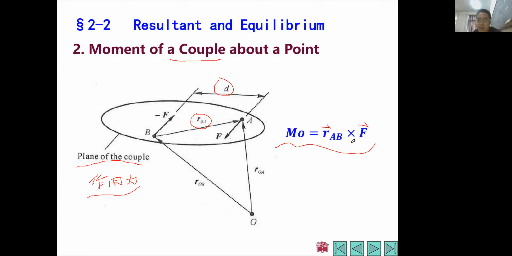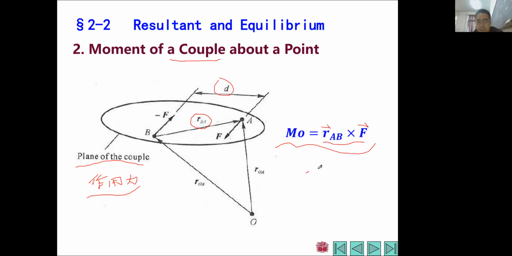Also a two vectors cross product. Actually, you can find that R_BA plus R_OB equals R_OA. So actually this R_AB equals R_OA minus R_OB. Actually, from the geometrical meaning of cross products, I'm not sure if you guys still have that impression.